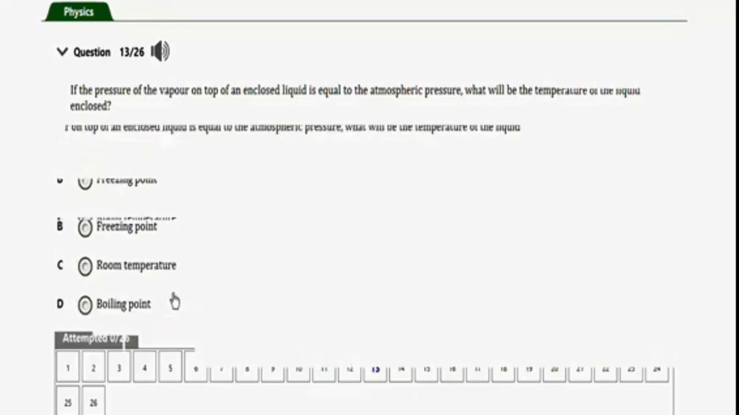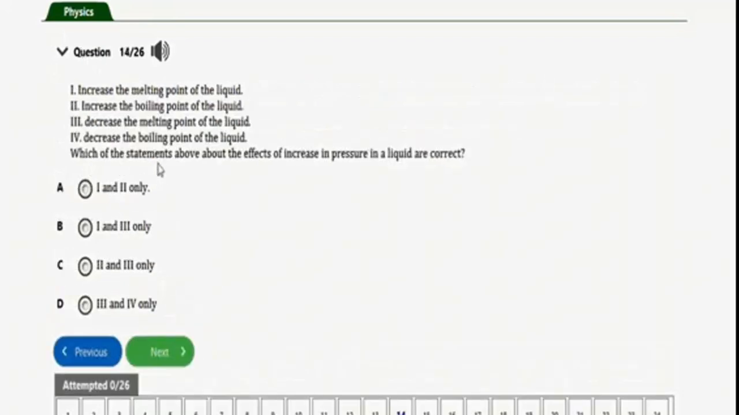Next question will be this one. It says which of the statements above about the effects of increase in pressure in a liquid are correct? So we have increase the melting point of the liquid, increase the boiling point of the liquid, decrease the melting point of the liquid, decrease the boiling point of the liquid. So an increase in pressure in the liquid will basically increase the boiling point of the liquid and decrease the melting point of the liquid. So the correct option is I and I, which is option C.